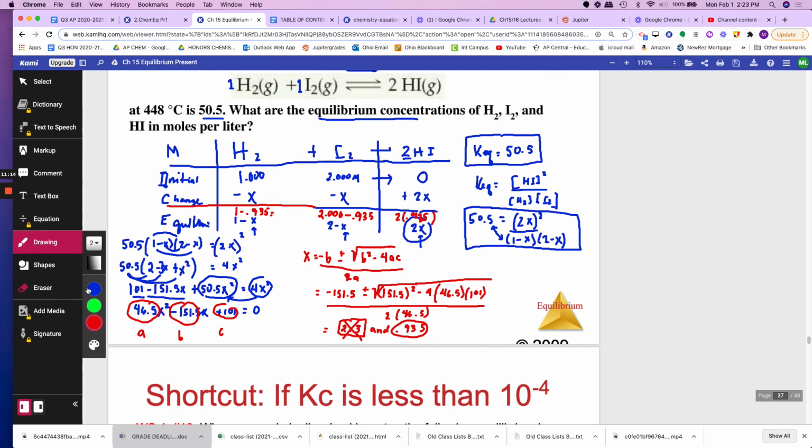So let's go ahead and plug that in the calculator. So I got, in the end, the final answer would be 0.065 molar of H2, 1.065 molar of I2, and 1.87 molar of the product of HI. This is how much you'll make in the end, and these two are how much of the reactants you'll have left over.